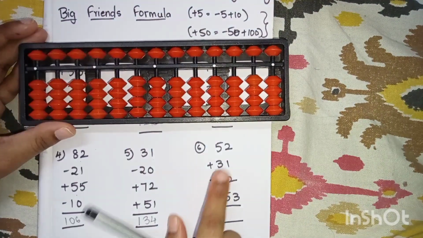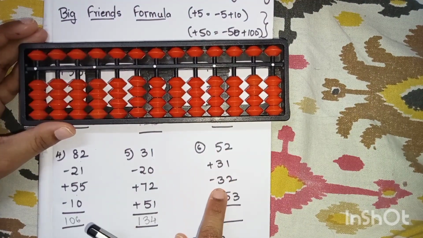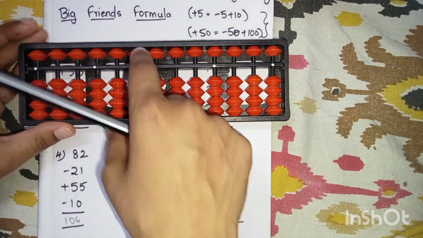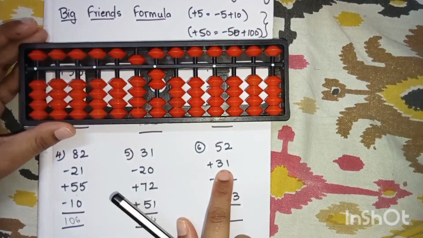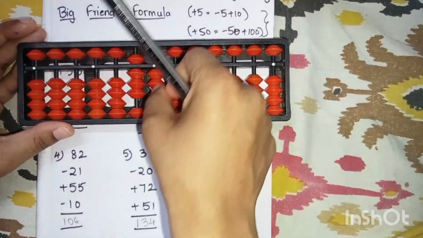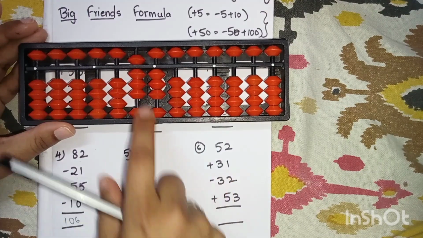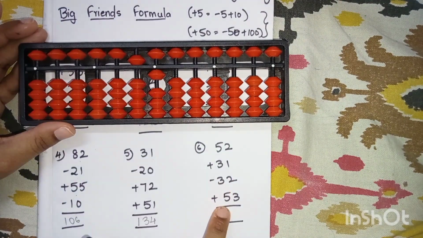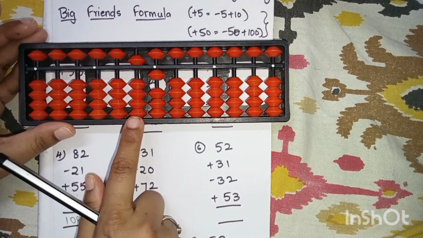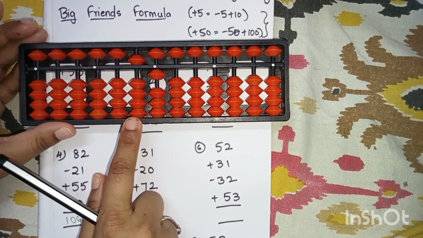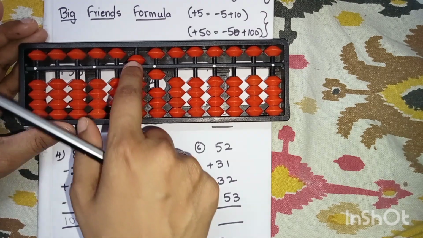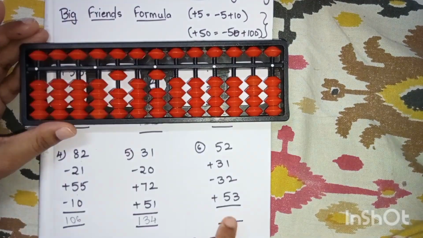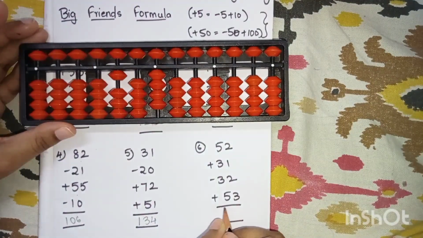Clear the scale. 52 plus 31 minus 32 plus 53. So already 50 is added in the tens place rod, so I have to take plus 50 formula, minus 50 add 100, 3 directly, 104.